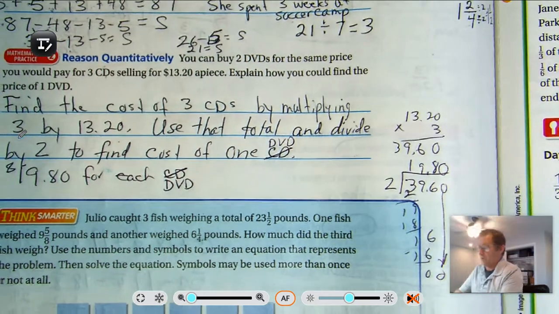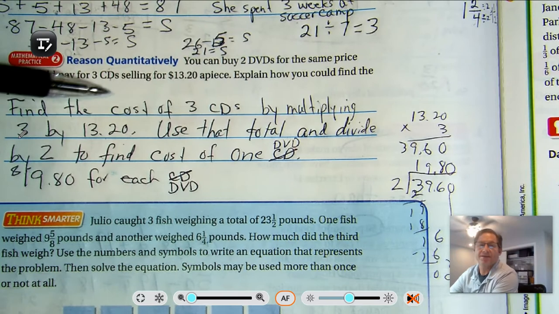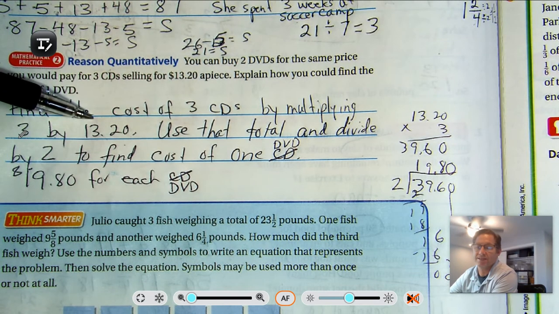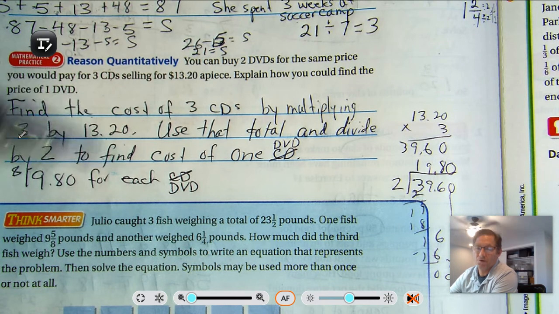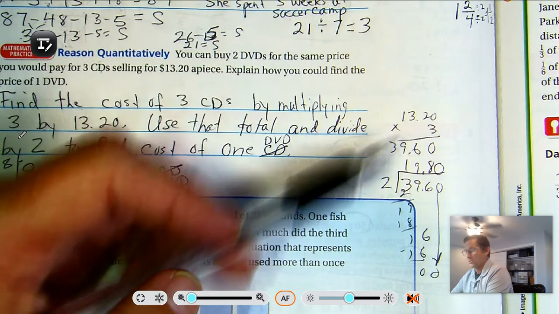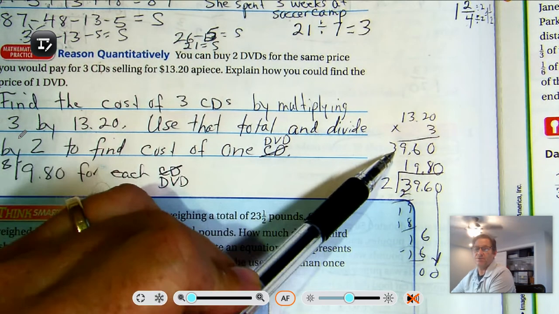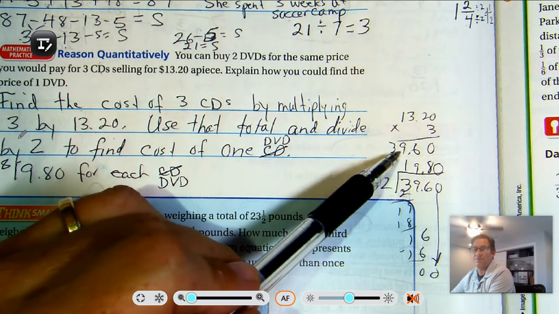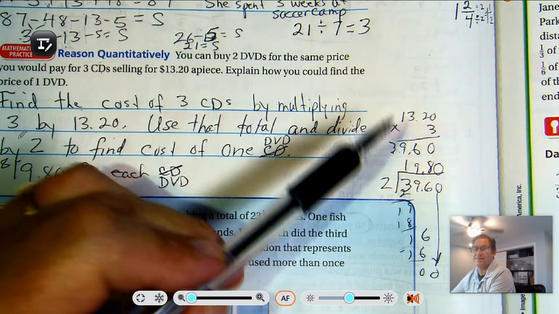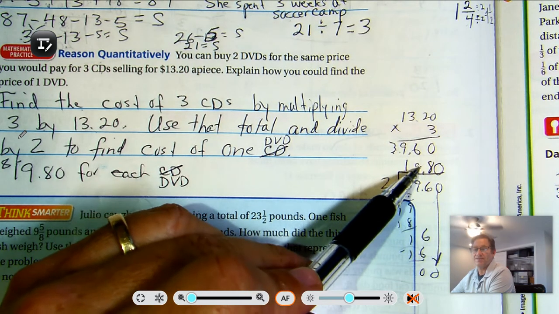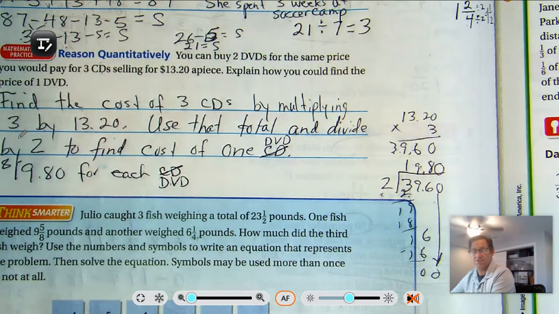I know there's a problem, so let me go back and reread this. Find the cost of 3 CDs by multiplying 3 times 1320. We're going to use that total and divide by 2 to find the cost of 1 DVD. So we found out the cost of the 3 CDs was $39.60. They said the cost of the 2 DVDs was the same amount as the CDs. So 39.60 divided by 2 gives me $19.80 for each DVD.